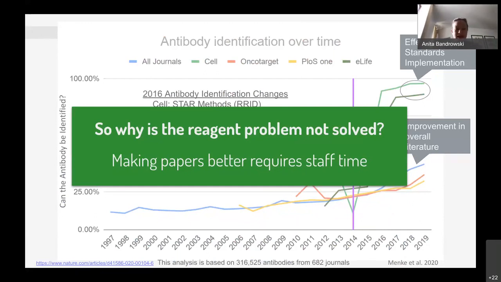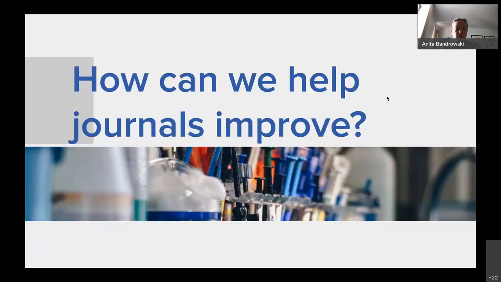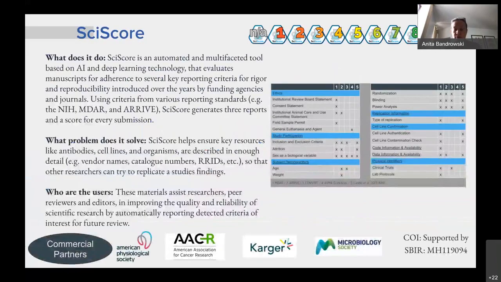Certainly not yet. It turns out that, with these journals that have been asking for RRIDs, it takes a lot of time on the part of the journals to be able to do this. So we thought about this a lot, and we started to create tools to help journals improve RRID enforcement. We reached out to a lot of commercial and nonprofit journals, and we started asking them questions. We applied for some SBIR funding, and founded a company.